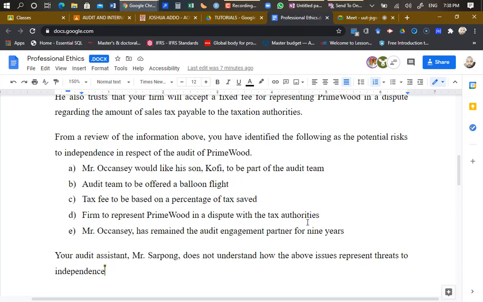Well, okay, in this particular case, this is the formula that applies. It can be highly dynamic and depends on your ability to pick issues and look at them through different angles. So just like this familiarity, Mr. Okansi being on the audit team for 9 years, just picking that one, you can discuss it, and it is very possible that 9 years of being on the engagement team will not breed only familiarity threats.